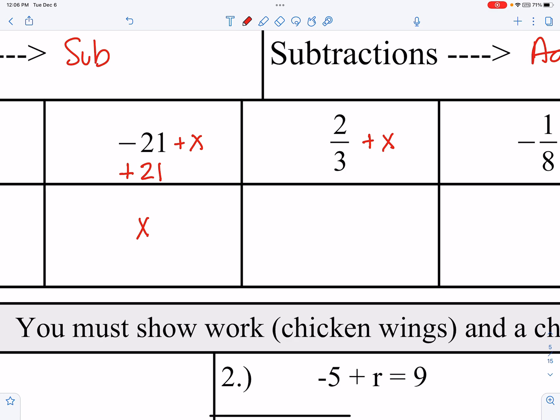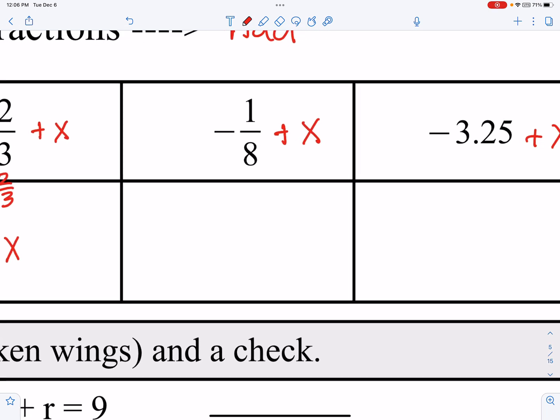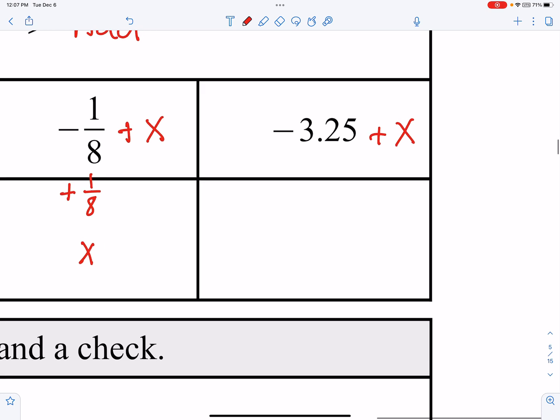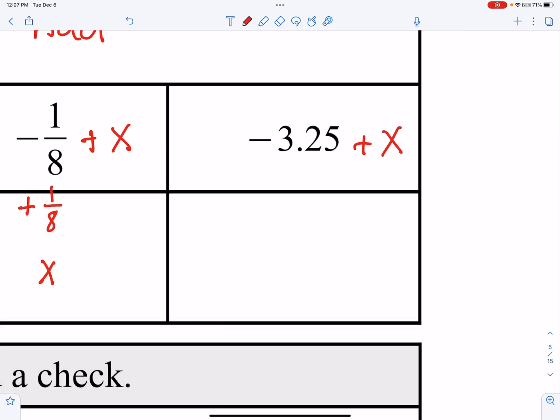Over here, instead of having a positive 2/3, I'm going to subtract 2/3, and I end up with x because we created that 0 pair. I have a negative 1/8, and so I'm going to add 1/8, create a 0 pair, I end up with x. Here I have a negative 3.25. The additive inverse to create that 0 pair is plus 3.25, and I end up with x.